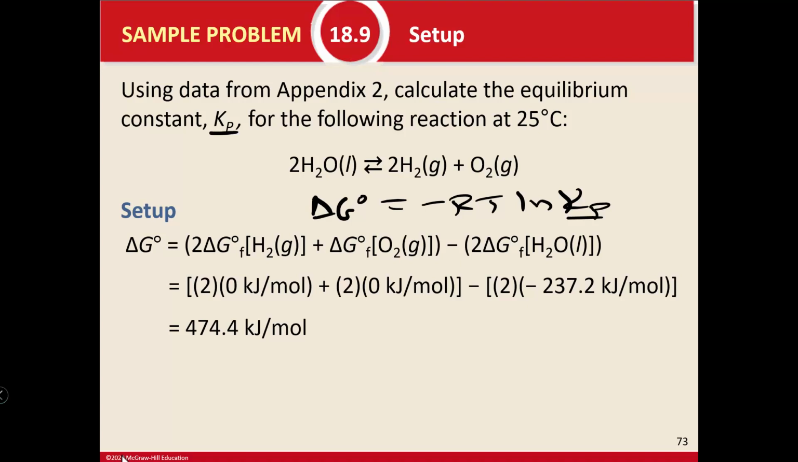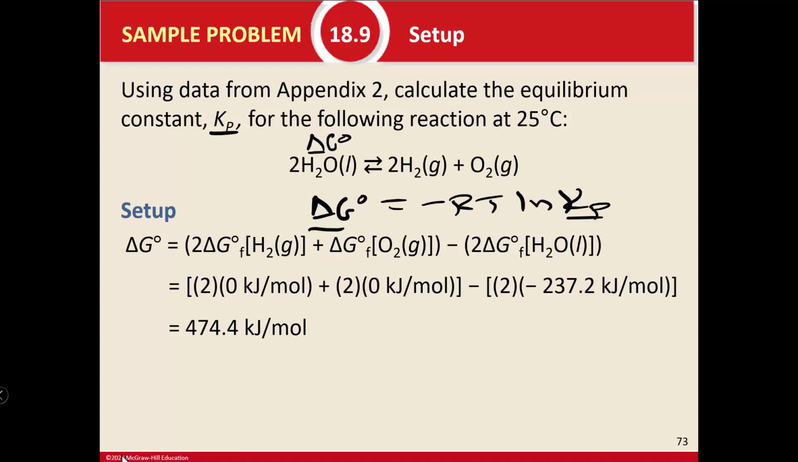And so you look at this equation and you go, okay, that means I have to know the delta G naught for this reaction. I don't know the delta H for this reaction. I don't know the delta S for this reaction. So what if I calculate the delta G naught for this reaction? And I can do that.